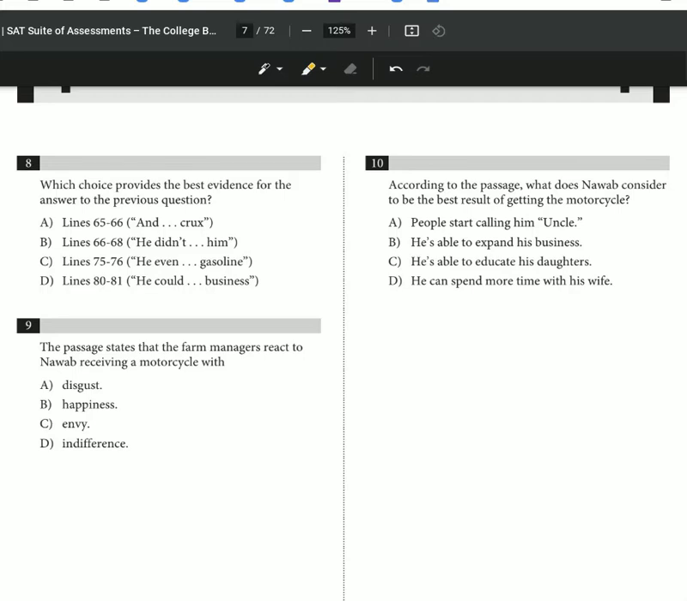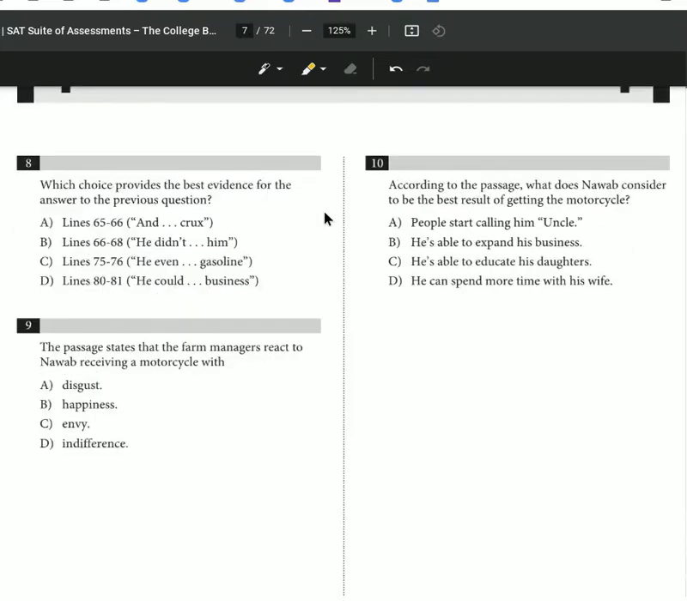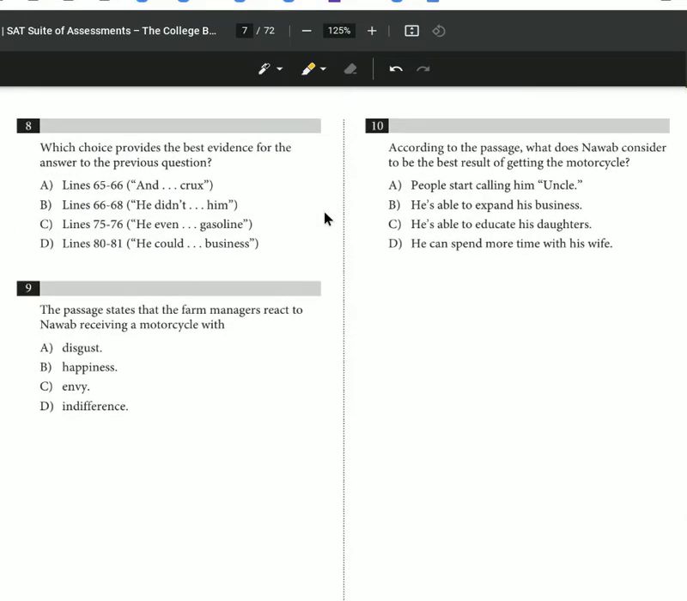So answer choice number A, lines 65 through 66 is here. And what's the solution? Asked Haruni, seeing that they had come to the crux. So this is very vague and doesn't address why Haruni might give Nawab a motorcycle. Let's look at letter B, 66 through 68.